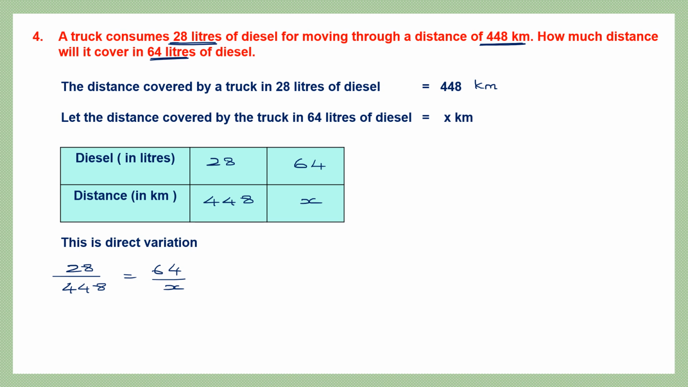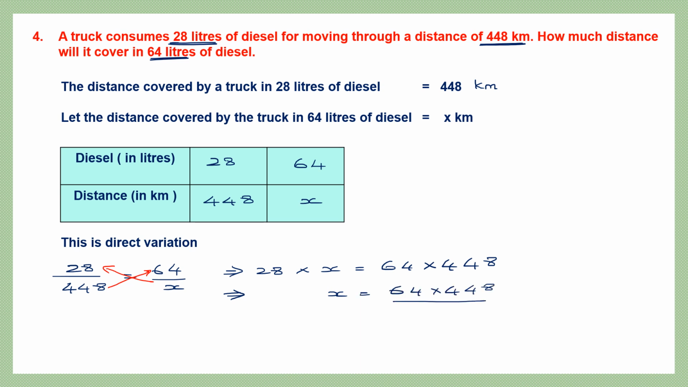Now we can do cross multiplication, multiply x and 28 and 448 and 64. So this is now 28 into x is equal to 64 into 448. Now, to find the value of x, we say 64 into 448 divided by 28. 28 and 448 can be cancelled. 28 once, and here 28 into 16 is 448. Now we have to multiply 64 into 16, which will now be equal to 1024.